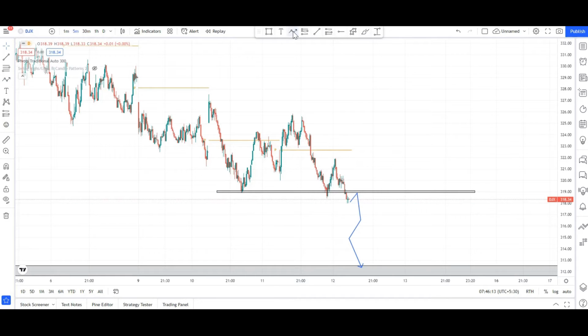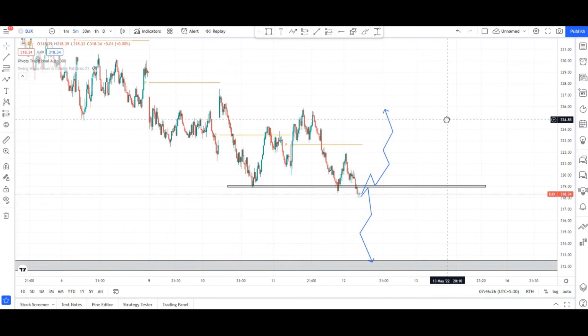target, guys. Okay guys, if it breaks and comes upside, then your immediate first target will be somewhere here, guys, second immediate target, third, and this will be the fourth immediate target. Okay guys, this is the analysis of Dow Jones.